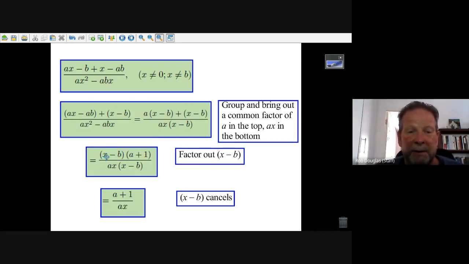Well, now we've got the same thing in the top, x minus b, the exact same factor on the bottom, x minus b. It's all multiplication, so this in a sense is really just one term. It's not separated by any plus or minus. So the x minus b cancels, the x minus b cancels, and you get a plus 1 over ax.